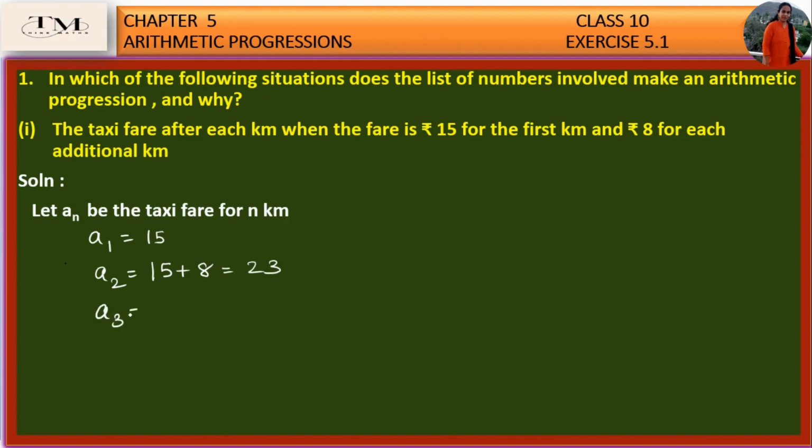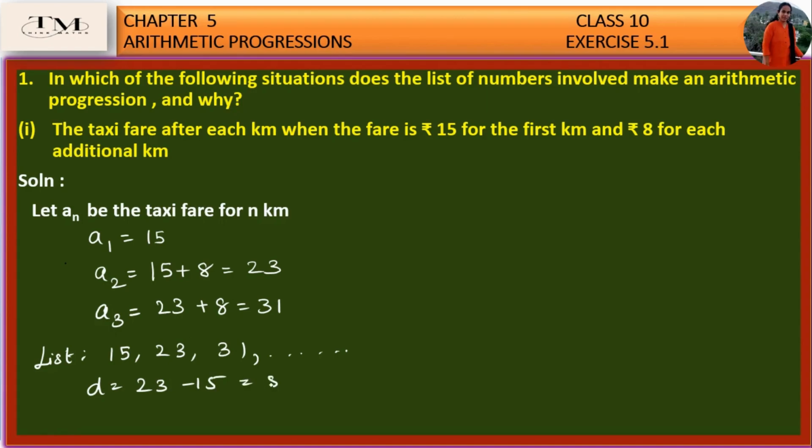A3. So for A3, we have to add 8 to 23. For each additional kilometer we have to add 8 to the previous number. So it will be 31. So the list will be 15, 23, 31. If you check, it goes on like this. If you check the difference, it is 23 minus 15, 31 minus 23, it is all 8. So d is equal to 23 minus 15, which is 8. 31 minus 23, which is also 8.